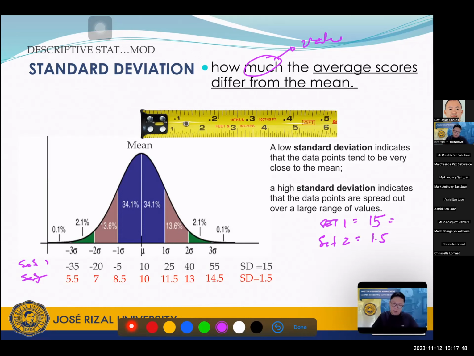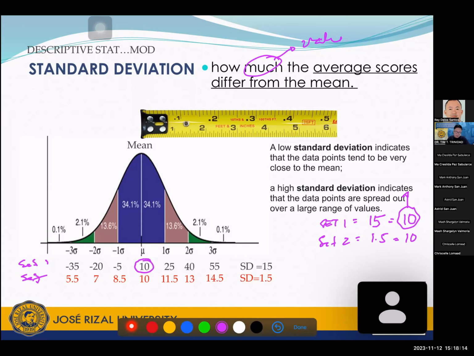So what is the mean of your set 1? Do you still remember the mean of your set 1? 10. The mean of the other set is also 10, so they're the same. The mean should be at the middle, so take the middle value, that is 10. For set 2, the mean is also 10, so your 10 should occupy the middle.